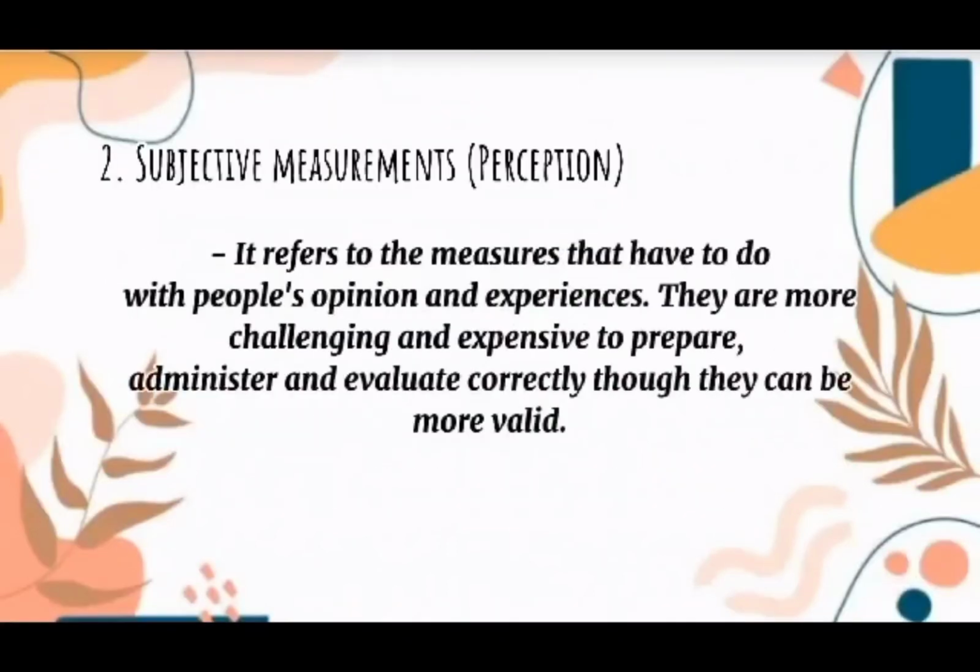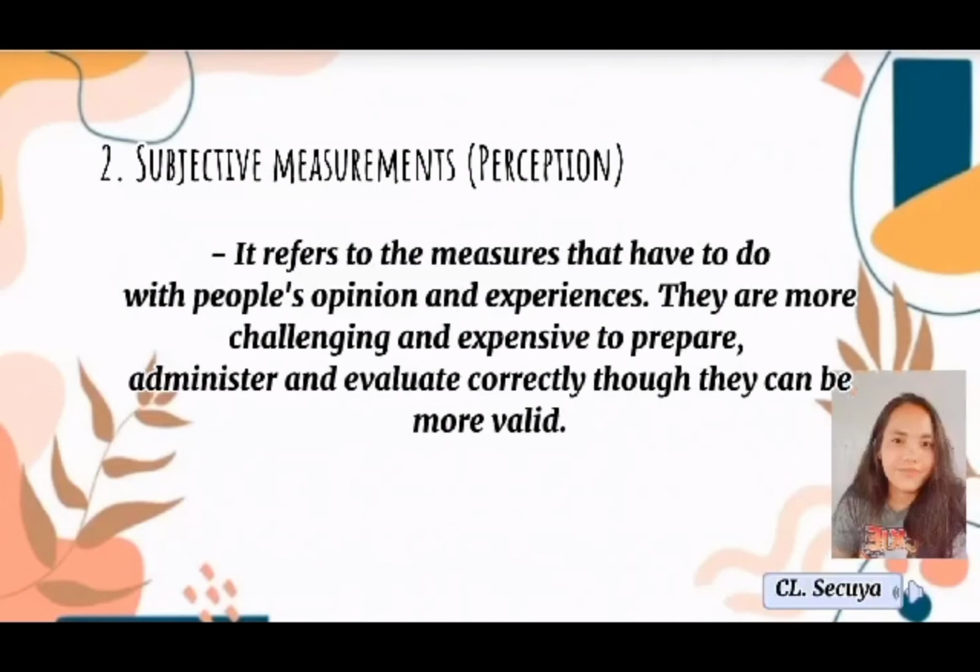So the second type of measurement is the subjective measurement. It refers to the measures that have to do with people's opinions and experiences. They are more challenging and expensive to prepare, administer, and evaluate correctly, though they can be more valid. So, subjective measurement is more on personal comprehension and perception on a certain task given.